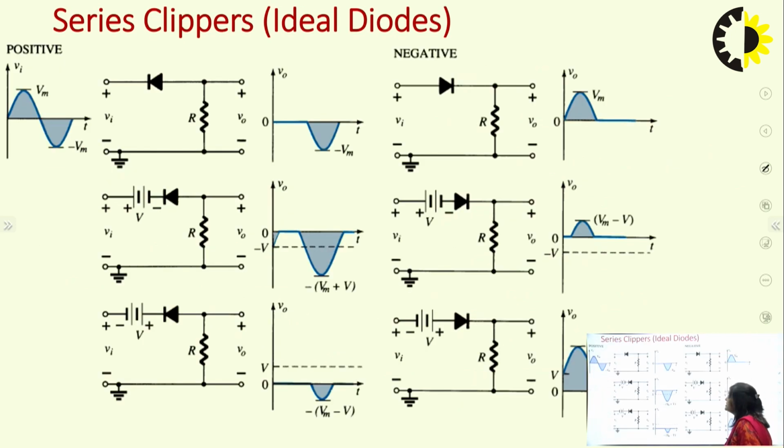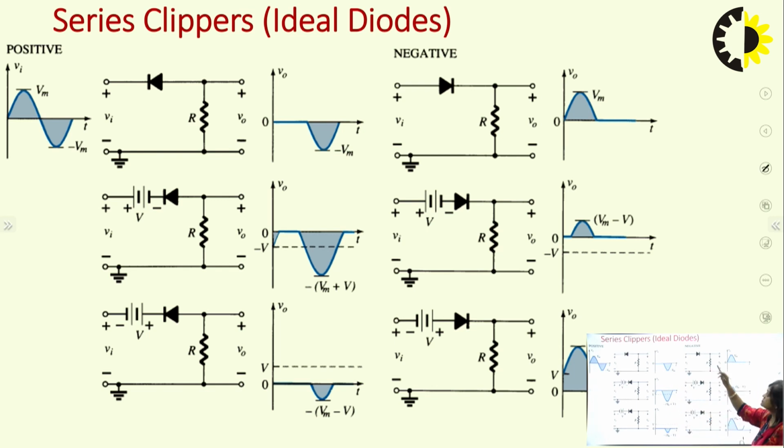So these are the different configurations for the series clipper. This is the simple series clipper where there is no biasing, and the orientation of the diode is such that it is forward biased in the negative cycle, and for the negative cycle we get the output. That's why only the negative cycle is visible and the positive cycle has been removed. That's why it is a positive clipper.